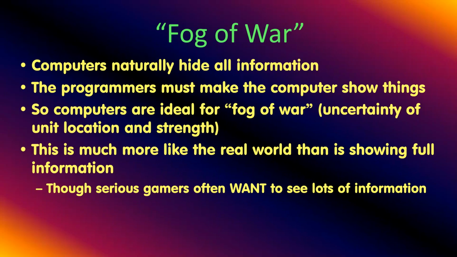Fog of war is another thing that's natural to computers because computers naturally hide all information. The programmers have to make the computer show things. So computers are ideal for fog of war, which is uncertainty of unit location and strength. Possibly there's just a big black area that you can't see at all. This is much more like the real world than showing full information is, though serious game players often want to see lots of information.